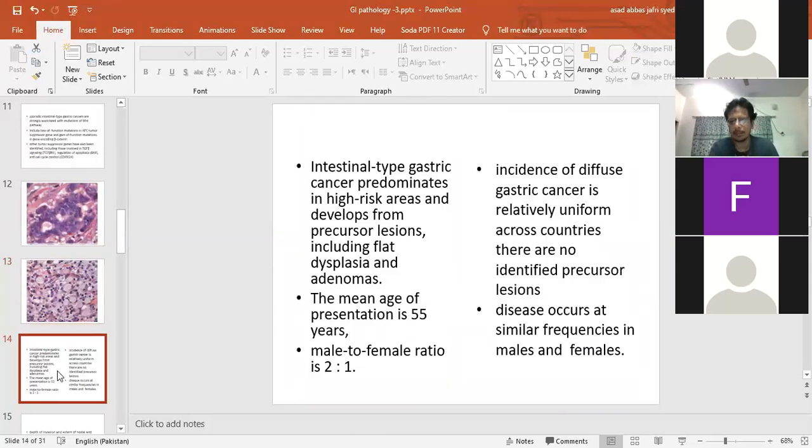Now there are other dissimilarities between the intestinal and diffuse types. Intestinal gastric carcinoma predominates in high-risk areas and develops from precursor lesions, including flat dysplasias and adenomas. The mean age of presentation is 55 years. The male to female ratio is 2:1. Incidence of diffuse gastric cancer is relatively common, and there are no identified precursor lesions. The disease occurs at similar frequencies in males and females.